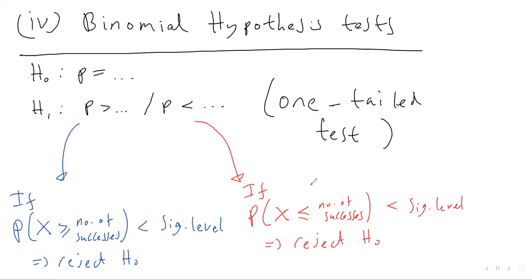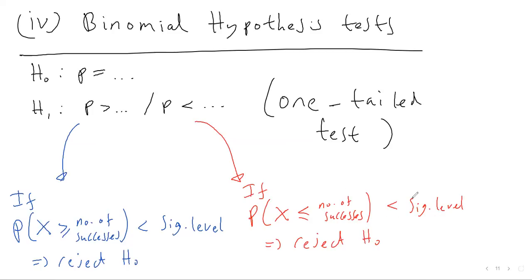Then the next one is if we've got an alternative hypothesis where we're testing whether the probability is smaller. We've got to do this calculation. We've got to say, what is the probability that the binomial random variable X is less than or equal to the number of successes we got from our data, which we'll have in the question?